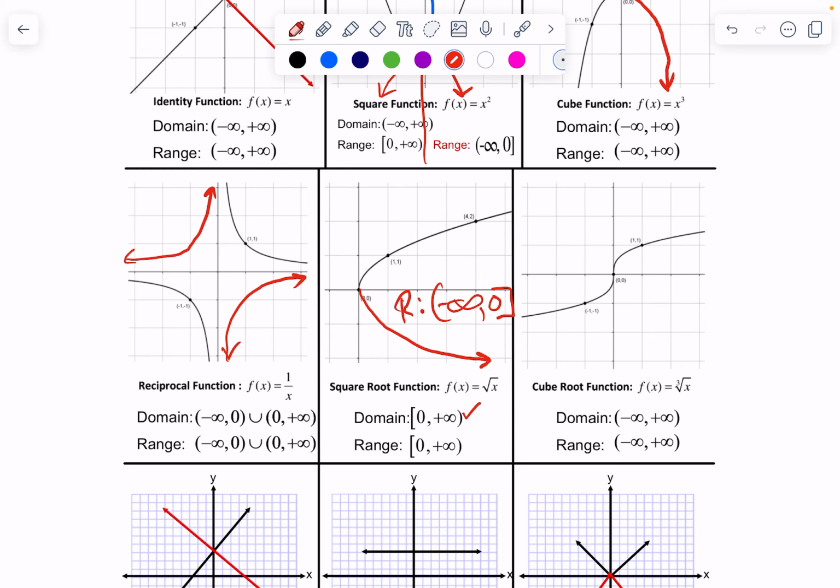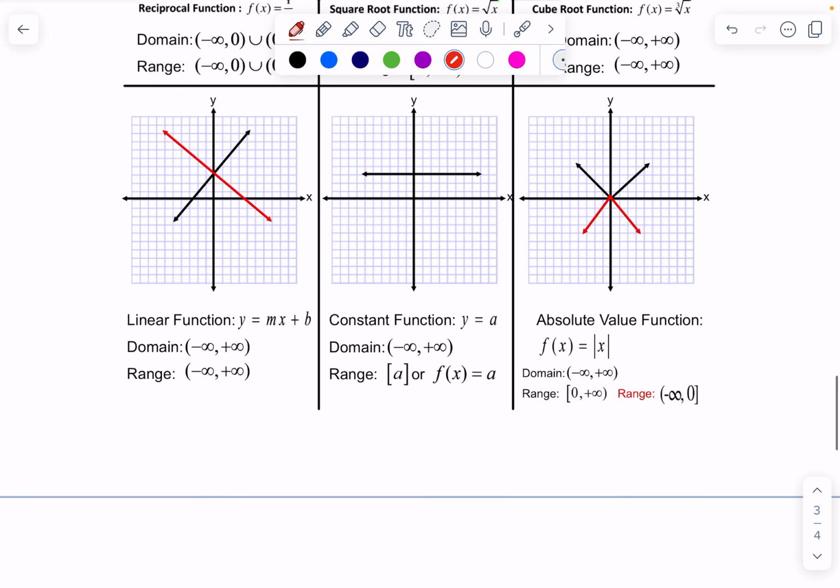And if you had a negative cube root function, it would look something like this. And the domain and range will also be from negative infinity to positive infinity. A linear function. Both positive and negative linear functions have a domain and range of negative infinity to positive infinity.